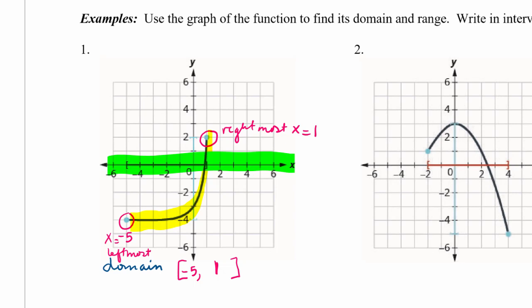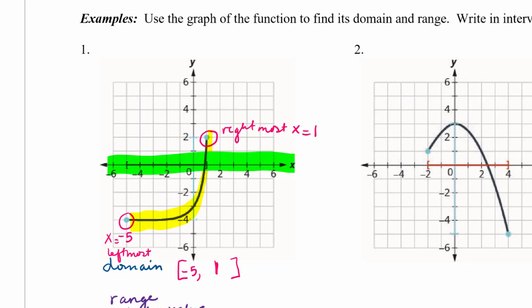Our range is the set of all outputs. So now we're going to look at y values. Our range, those are the outputs. Those are the y values. So this time around, we are going to be looking at our graph, and we're going to take special notice of the lowest point and the highest point. Okay, so remember, for the x values of the domain, we looked left to right.